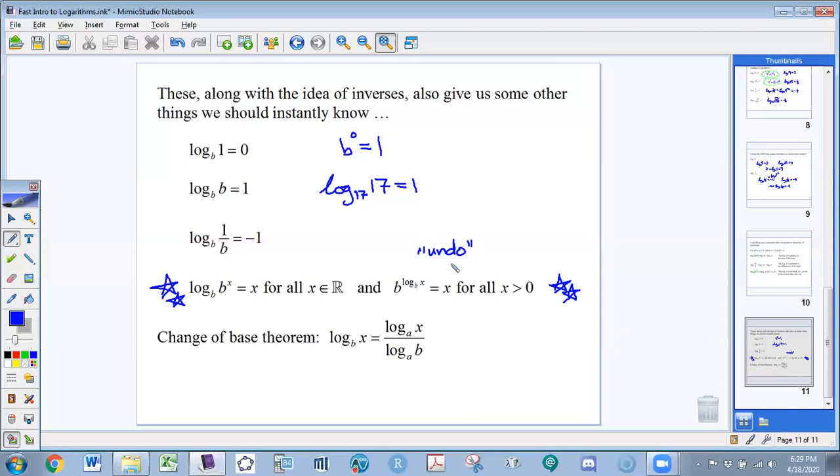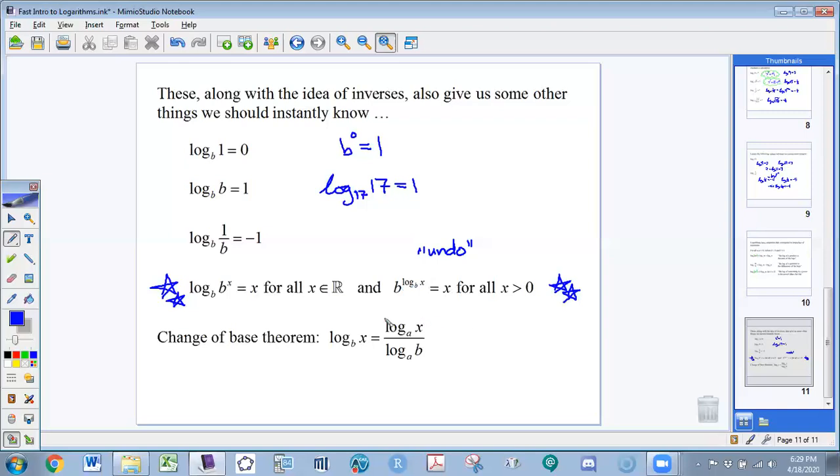I put x into an exponential function, then I took that and put it into a log function. I just got back the x I started with. The log undid the exponent. The exponent undid the log. In this case, though, you have to start with an x that's positive, because you can only put positive numbers into log.